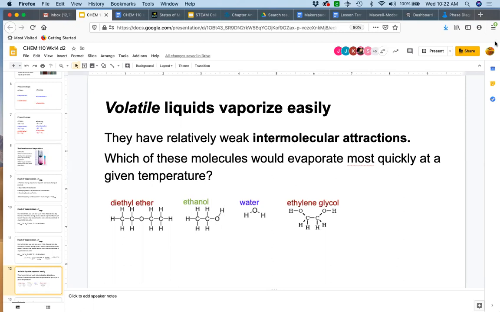And so let's take a minute and think about what we know in terms of intermolecular forces. Which of these molecules would evaporate most quickly at the same given temperature? If I had a cup of each of these molecules out, let's say it's a warm day, so it's like 80 degrees, which one would evaporate most quickly, do you think? Take a minute and come up with your prediction. Most importantly, in addition to your prediction, say for example, I predict that ethanol will evaporate most quickly at a given temperature. Think about what your reason is for that. Why is it that you think ethanol would evaporate most quickly at a given temperature?